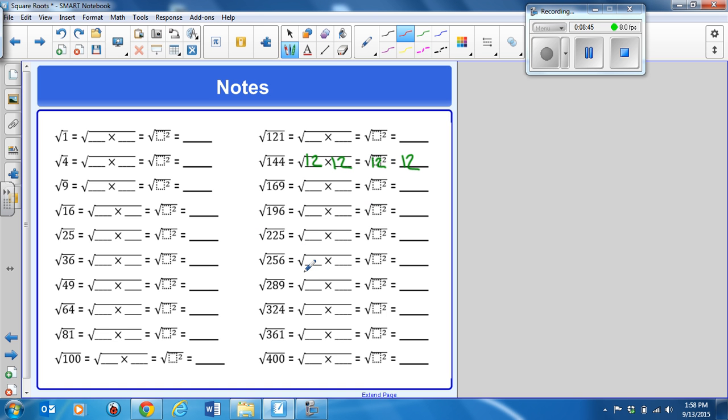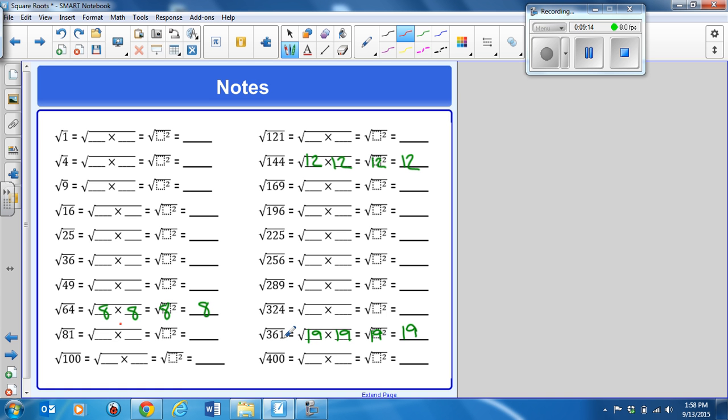All right, let's look at another one. Let's do 361. That would be 19 times 19. That would be 19 squared. And you would get 19 as the length of the side of a square. Let's look at another one. Let's look at 64. That would be 8 times 8, and we can rewrite that as 8 squared. And 8 is the length of one side.